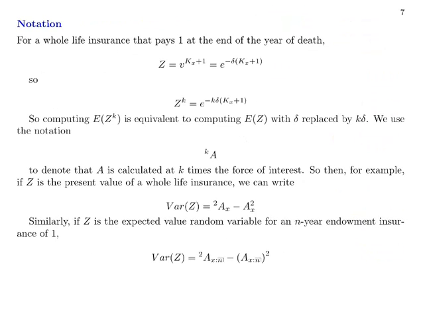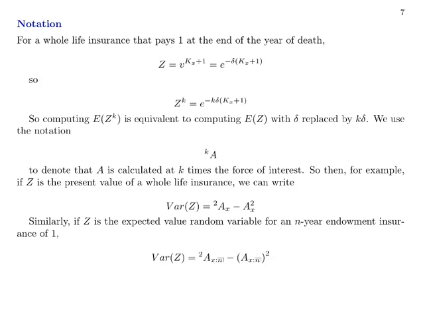One last thing I'll mention is, again, some more notation. So we know that the present value random variable, say for whole life insurance, is v^(K_x+1). Since v is e^(-delta), we can write that as e^(-delta(K_x+1)). And therefore, if I raise Z to the k, that's just going to be e^(-k delta (K_x+1)). So the difference between Z and Z^k is just that I replace delta by k times delta.